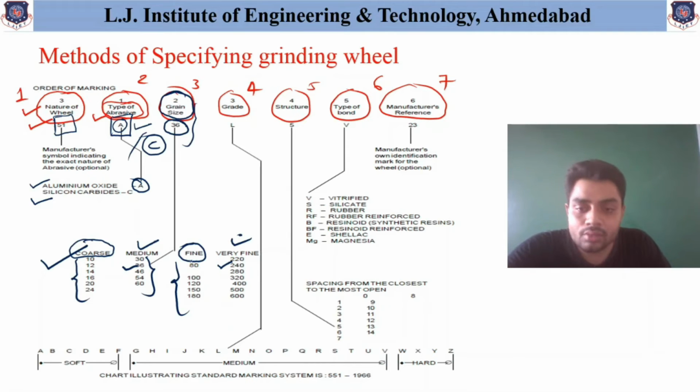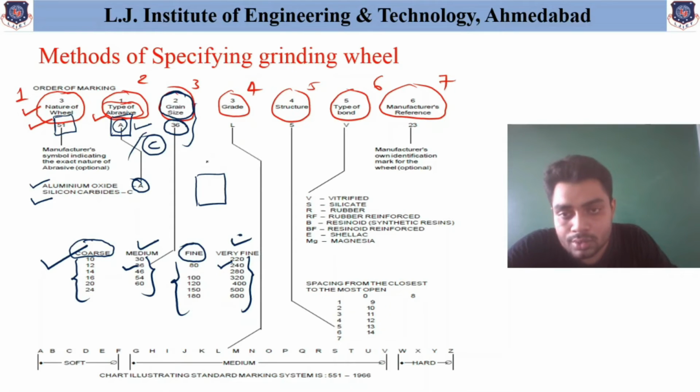So you might have a question: what do these values interpret? The interpretation is very easy. For each square inch of area, suppose this is 1 inch and similarly this is 1 inch, then the number of particles that can be accommodated in this per square inch area, this value is nothing but the grain size.